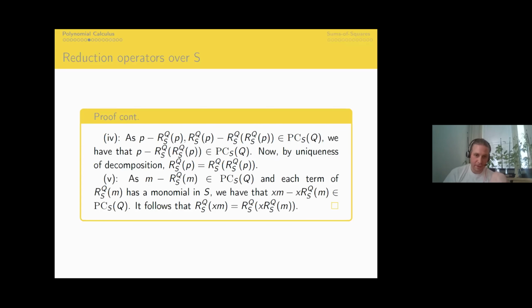And here is where we actually need the last item, that any element of S comes before any element in S hat that's not in S. So assuming that we have some monomial M that's a monomial in S, of course we have again M minus Rs of M is provable.